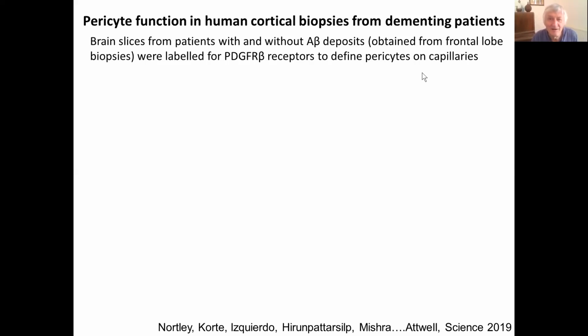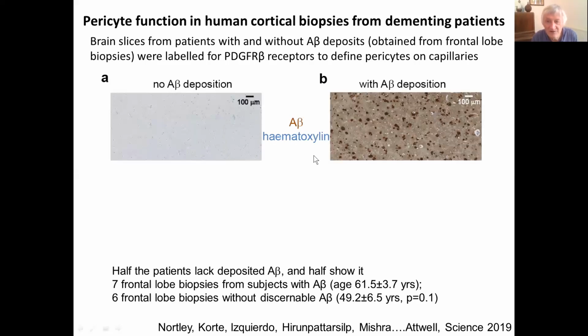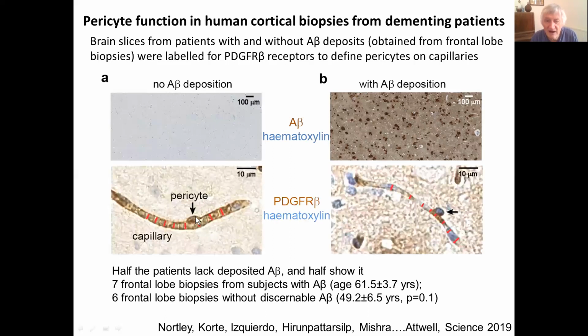And then we can look at these bits of brain, and what they use that for is to see if there's A-beta deposition or not. Roughly half the patients have no A-beta deposition and half do have it. And then we can label the pericytes using antibody to PDGFR-beta and look at the diameter of the capillaries, okay?